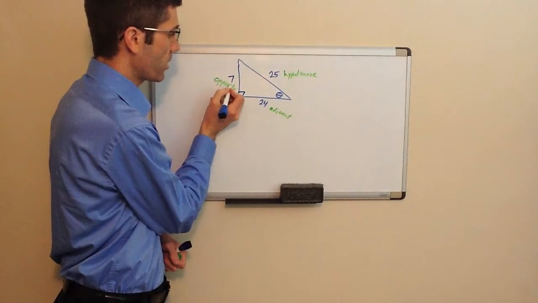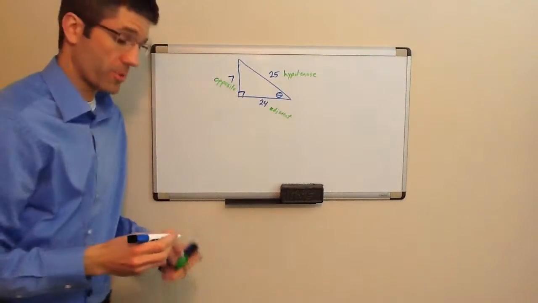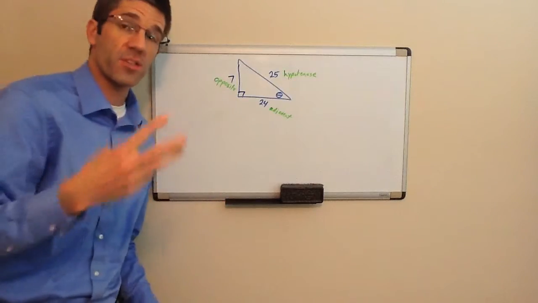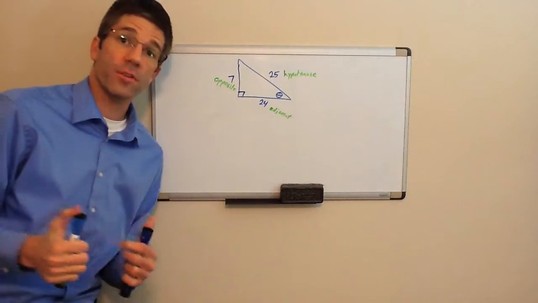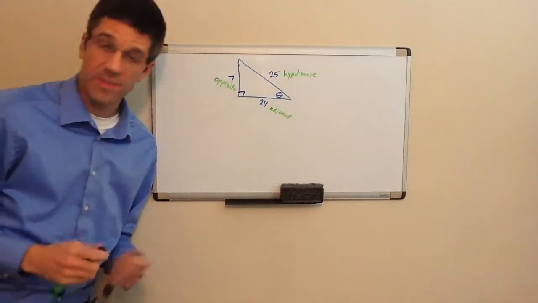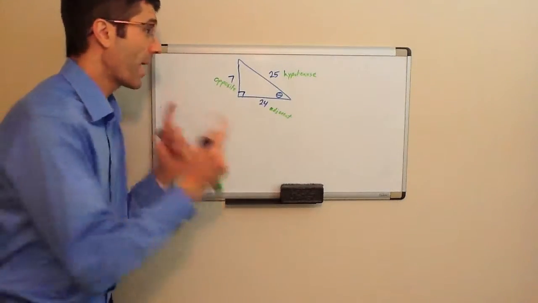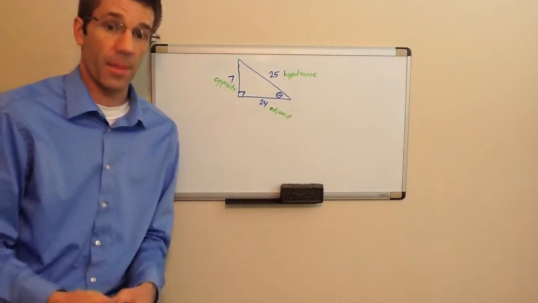So here are the three words we're going to use a lot in trigonometry. We're going to use opposite, adjacent, and hypotenuse. We're also going to use three other words that you'll see on your paper. It's sine, cosine, and tangent. But we have to understand opposite, adjacent, and hypotenuse first.